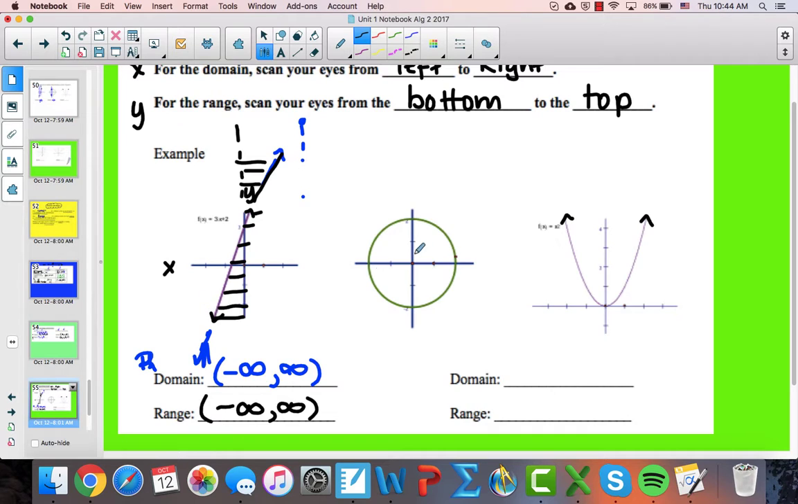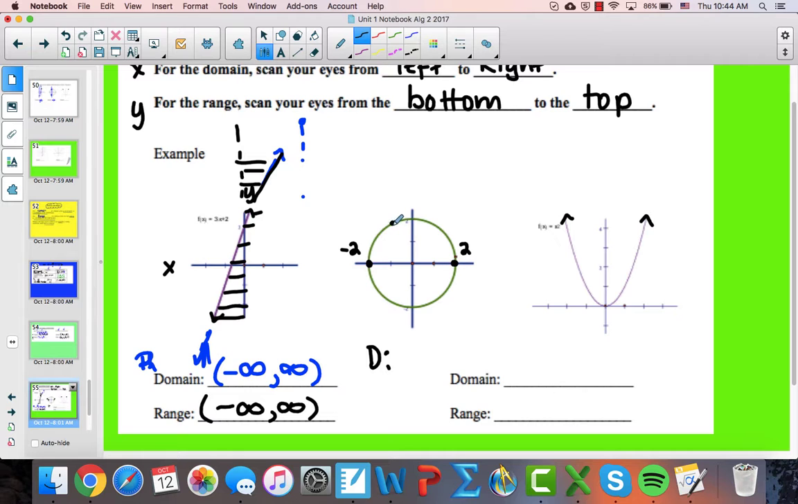All right, now let's look at the circle. We already said this was not a function, but that doesn't mean it doesn't have a domain and range. So let's look at the domain. We're going to scan our eyes from left to right. So this is left on the x-axis, and it appears to be -2. And this over here on the right is 2. So that means it has a coordinate on this graph everywhere from -2 all the way to 2.